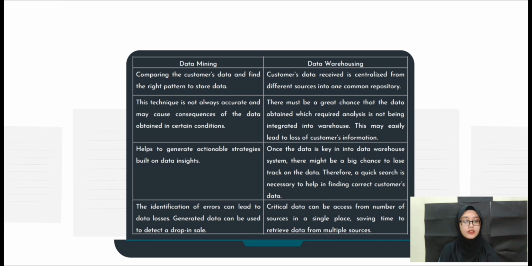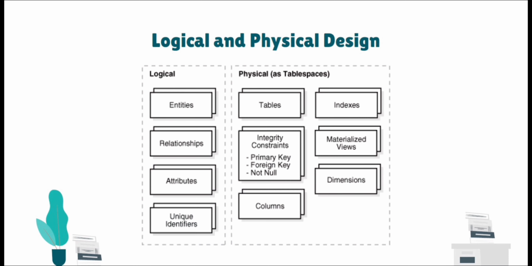And last but not least, in the data mining technique, the identification of errors can lead to data losses. Generated data can be used to detect a drop in sales. Meanwhile, for data warehousing, critical data can be accessed from a number of sources in a single page, saving time to retrieve data from multiple sources.